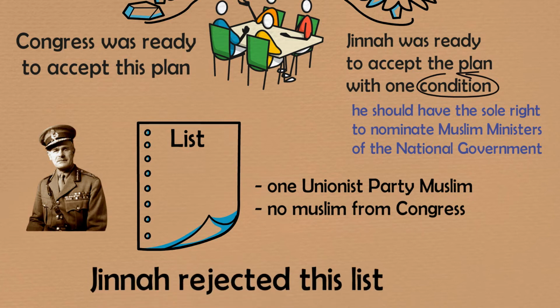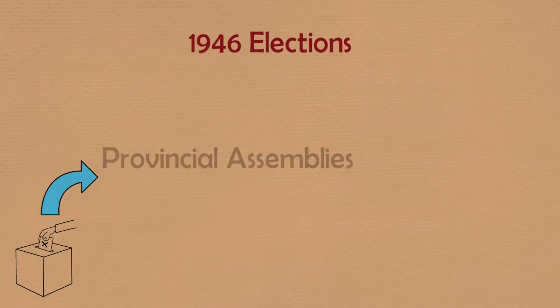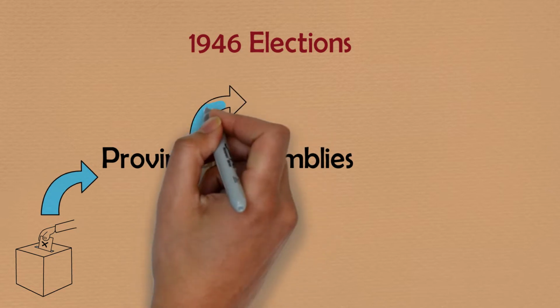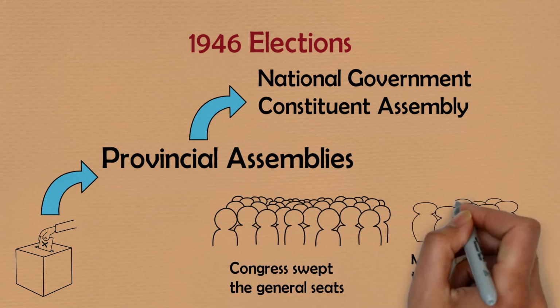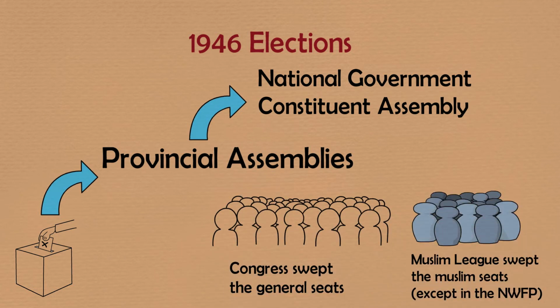Thus, the conference failed. The British government decided to hold elections for provincial assemblies so that they in turn could elect a national government and a constituent assembly to frame a constitution for independent India. The elections were held in early 1946. The Congress swept the general seats and the Muslim League swept the Muslim seats, except in Northwest Frontier Province. The Muslim League captured about 90% of all the Muslim seats. But before the elections for national government could be held, there was a mutiny of the Royal Indian Navy.